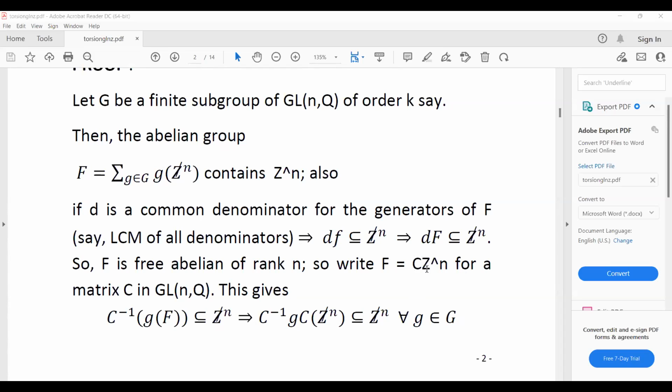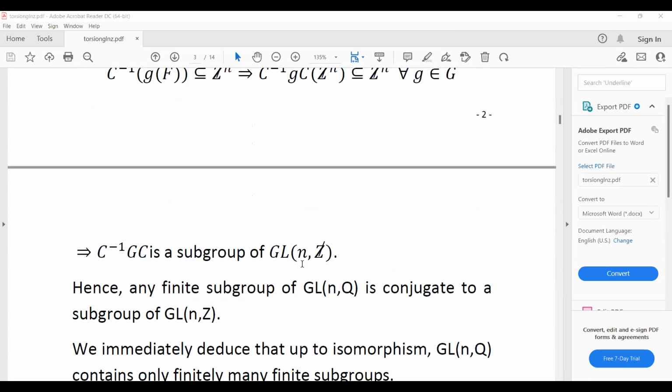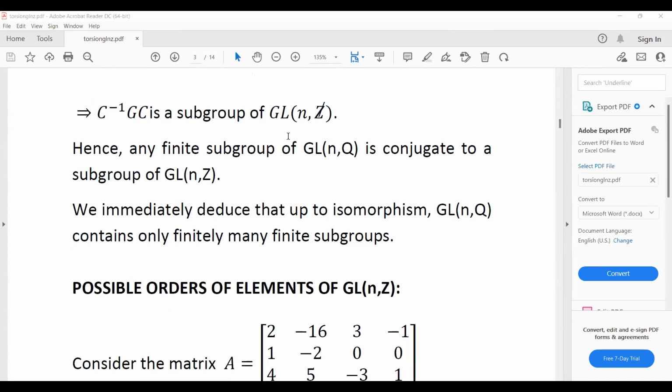That's C. So when you look at this C, you can simply see C inverse G C takes Z^n to Z^n for every G. What are the matrices in GL_n(Q) that take Z^n to Z^n? Simply elements of GL_n(Z). So because of that, C inverse G C is contained in GL_n(Z). That's what we have said. Hence, any finite subgroup of GL_n(Q), namely G, is conjugate to a subgroup of GL_n(Z).